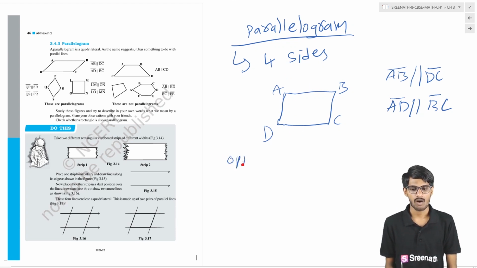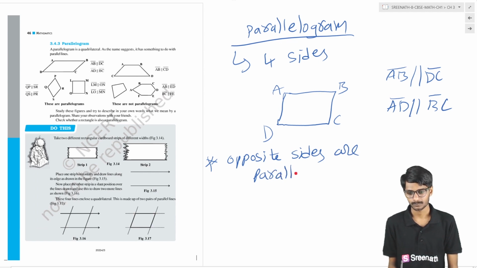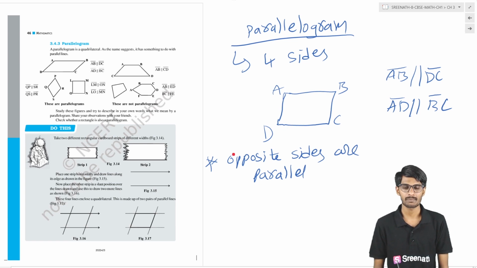So in this case, opposite sides are parallel. In the case of parallelogram, opposite sides are parallel. This side and this side, these two opposite sides are parallel. These two opposite sides are parallel.